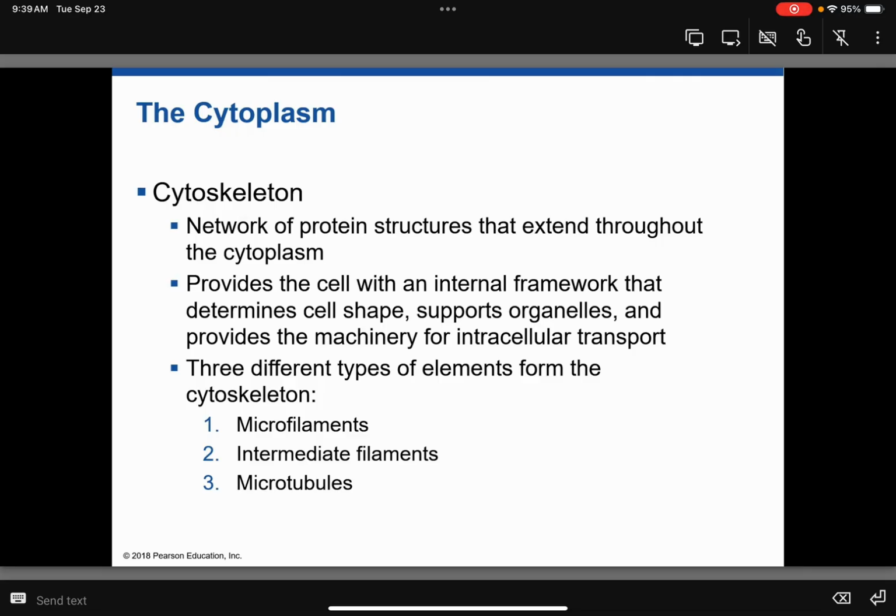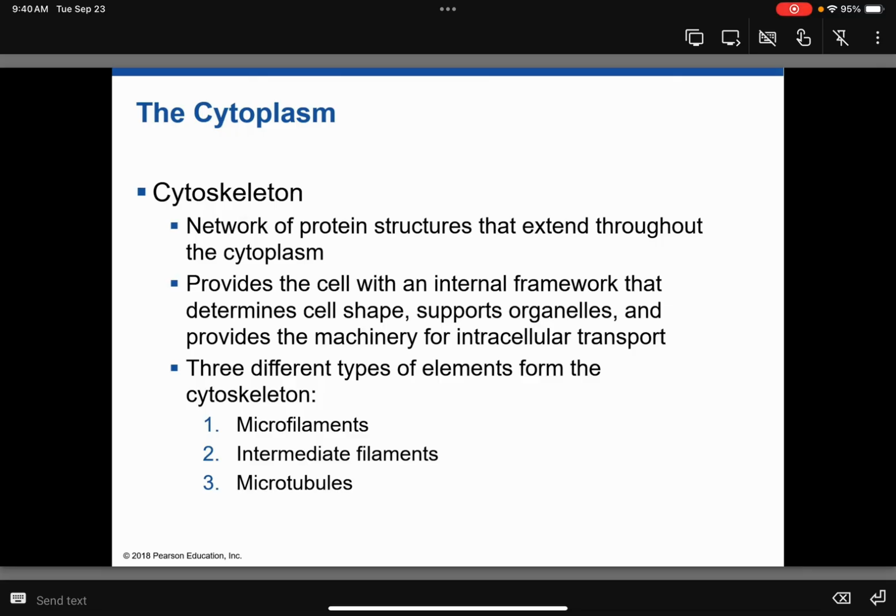Something that you probably haven't really heard of when we talk about things that are inside of the cell would be something called a cytoskeleton. And just like the skeleton that is in our bodies, it provides us some structure and allows for movement. The cytoskeleton also does that for the cell. So it is a network of protein structures that extends throughout the entire cytoplasm, and it provides an internal framework so that it's not just a blob.